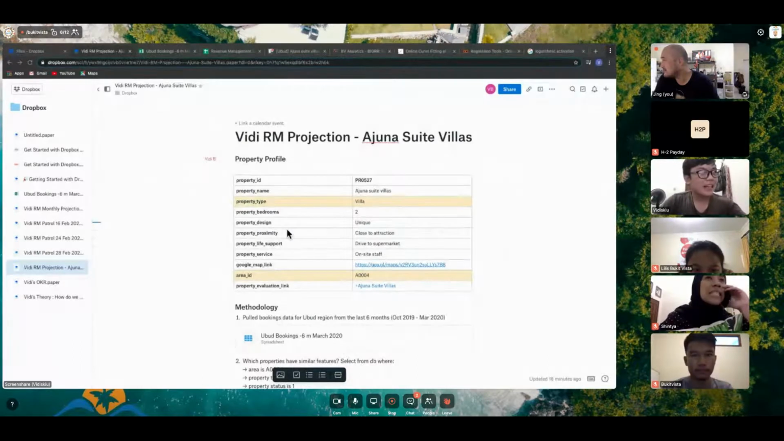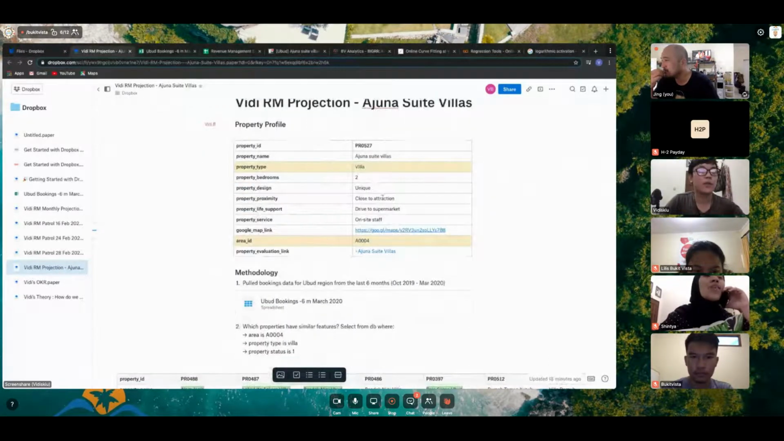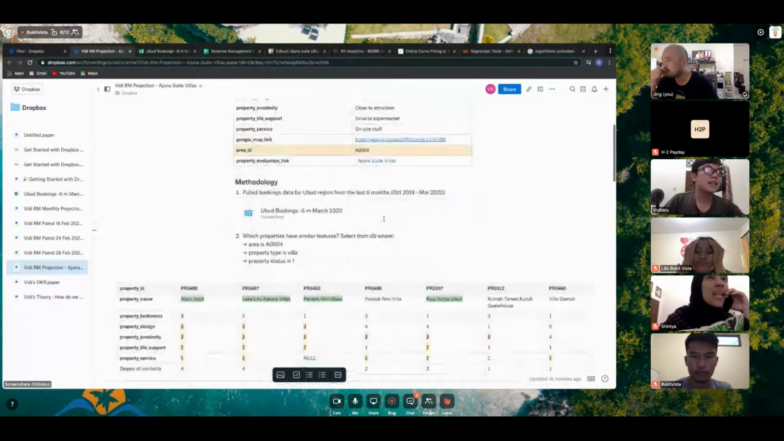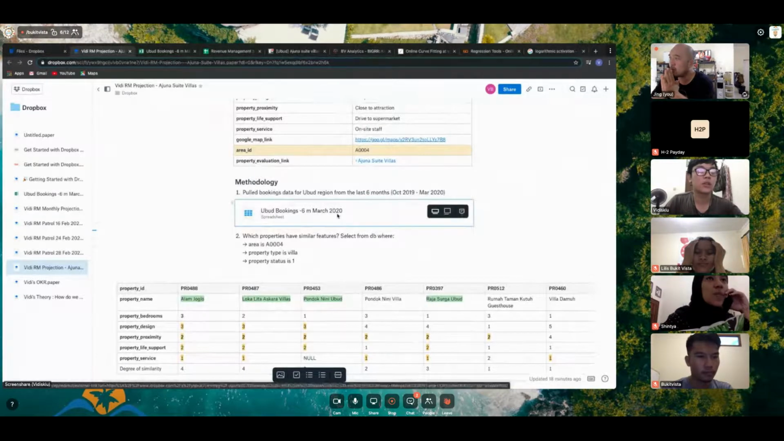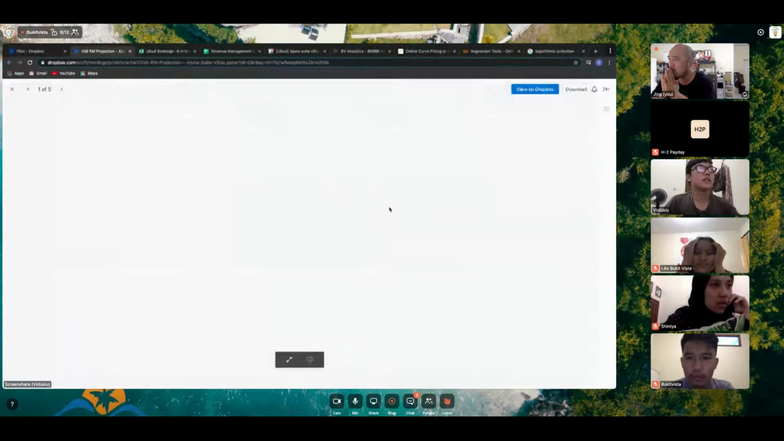So basically these are the data I took from the database. We have property type, bedrooms, designs, and all those kinds of things to find the similar property. And I pulled the booking data for the Ubud region for the last 6 months, from October 2019 to March 2020, and I got this result.